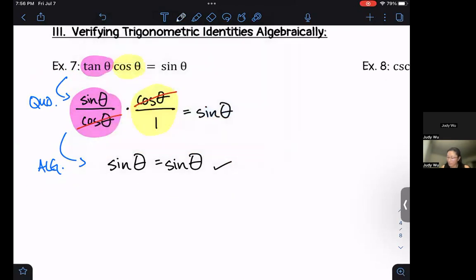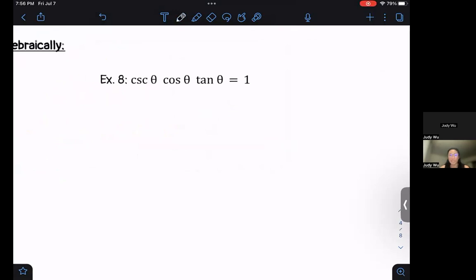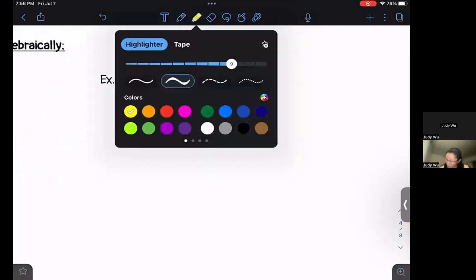Okay. Let's take a look at example 8. So example 8 says cosecant theta cosine theta times tangent theta equals 1. Well, I think we would all agree that this is the more complicated side. So let's go ahead and start with that. All right. Now we're going to use that trick. Let's turn everything into sine and cosine and see what happens. All right. Let me do some color coding to help us out.